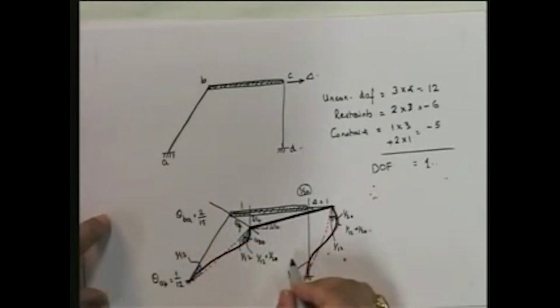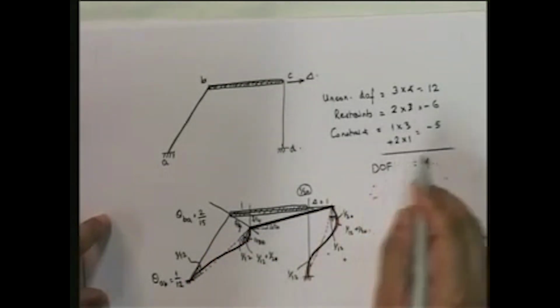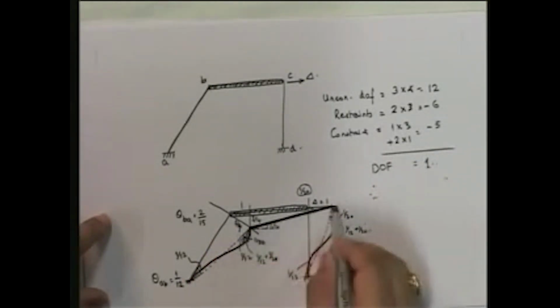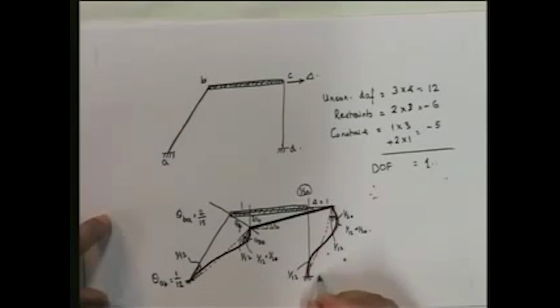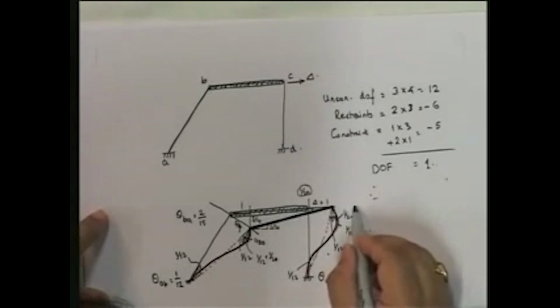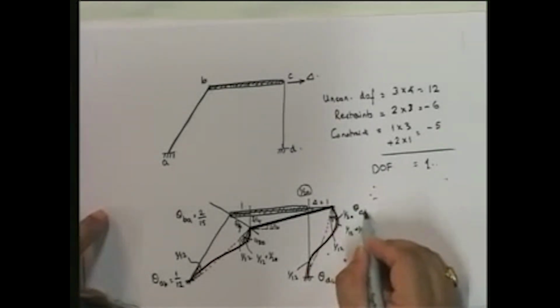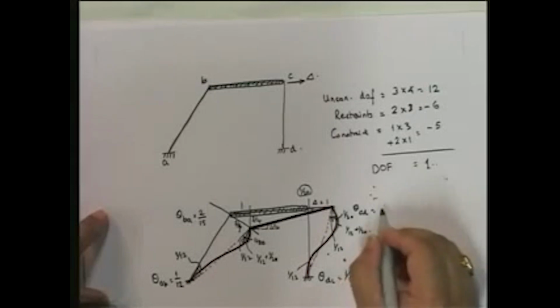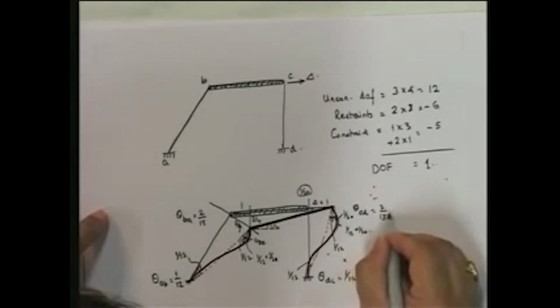So it is 2 by 15. This one I don't need to find out because I cannot write down slope deflection equations for this. So theta DC is going to be equal to 1 by 12, and theta CD is equal to 1 by 12 plus 1 by 20, that is 2 by 15.